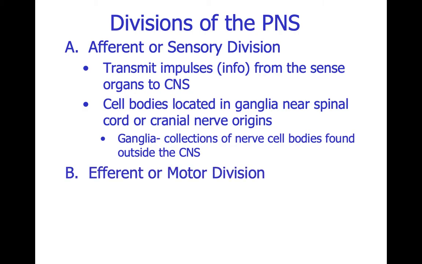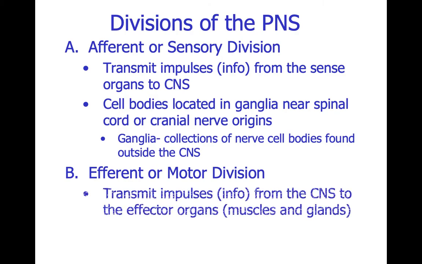Next, we have the efferent or the motor division. This is going to transmit information from the central nervous system to the effector organs, muscles or glands. Now, I talk about this, and it makes a lot of sense. What does a motor do in a car? What does a motor do in anything? It causes something to happen, right? It makes the car move. It makes the lawnmower move. It makes the dishwasher do dishwashery things, okay?